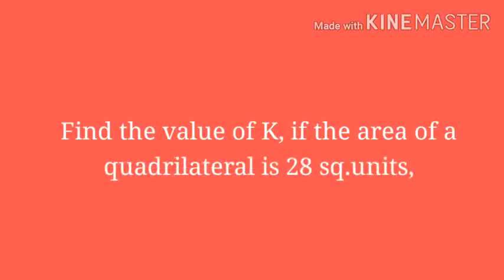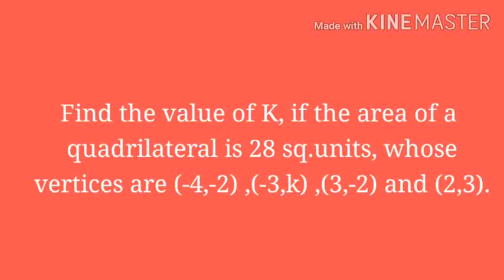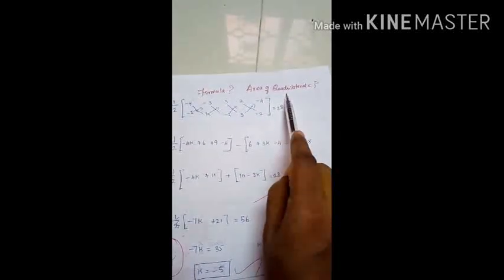Here we have another question. Find the value of k if the area of a quadrilateral is 28 square units whose vertices are given. Presentation is more important, my dear students. Never start a question abruptly. Start with what is given, write the related formula and highlight it, and then answer the question.